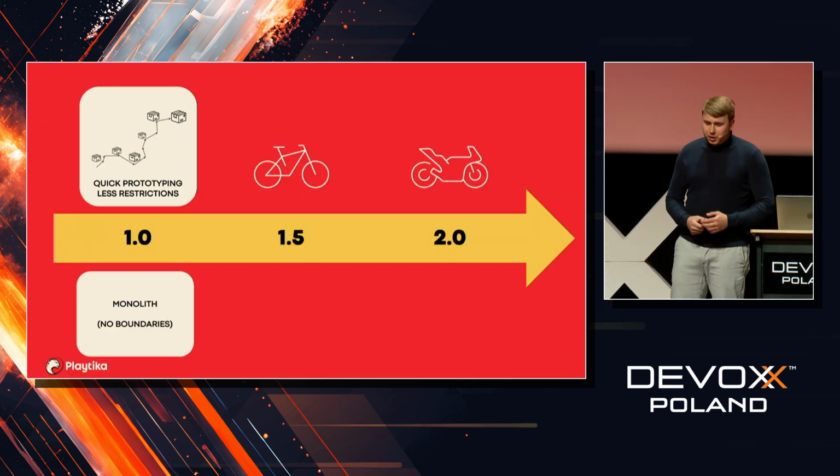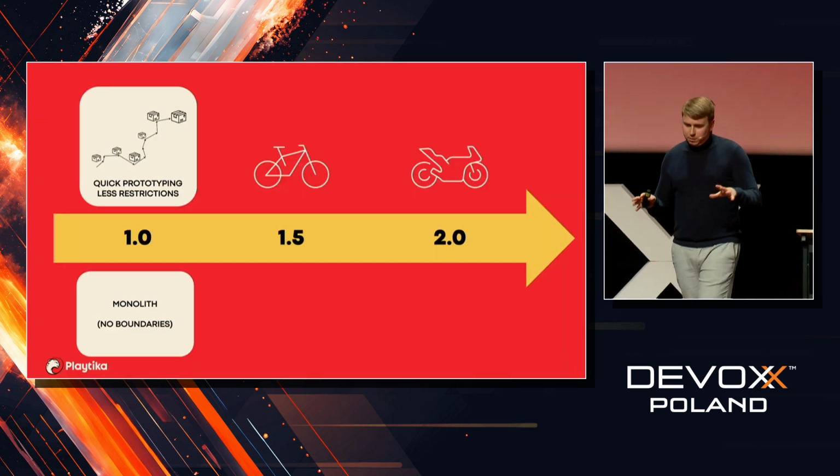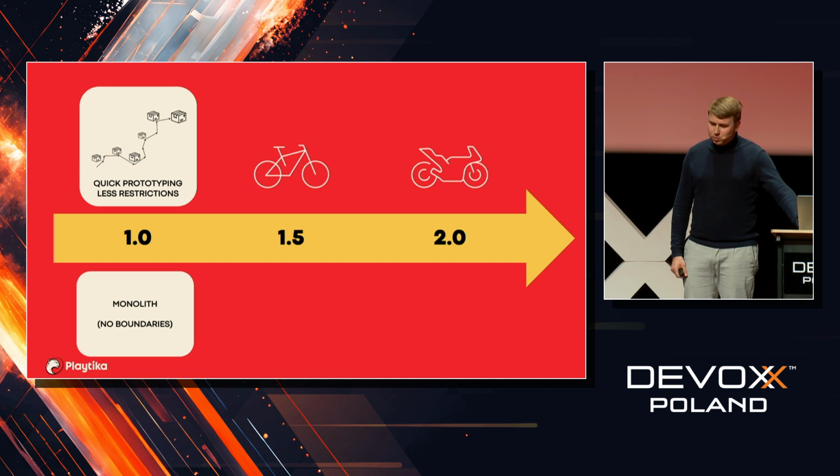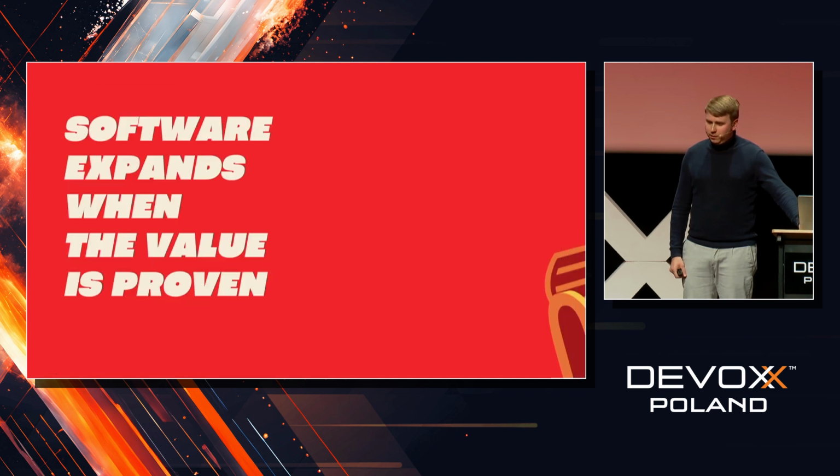So that was architecture 1.0, pretty simple. It allowed us to quickly prototype. It was a monolith with no boundaries. And then we're moving forward to architecture 1.5.